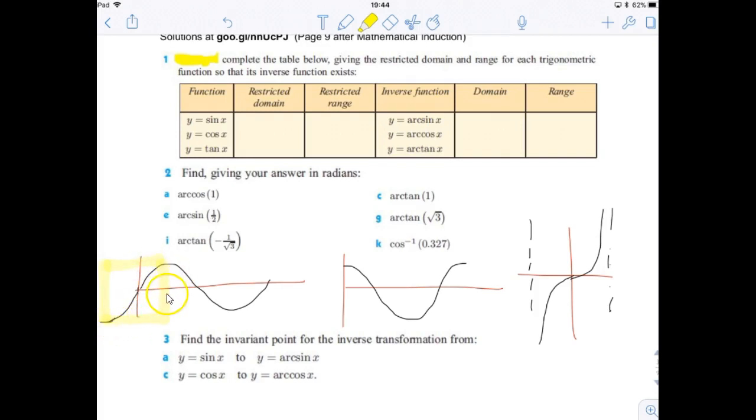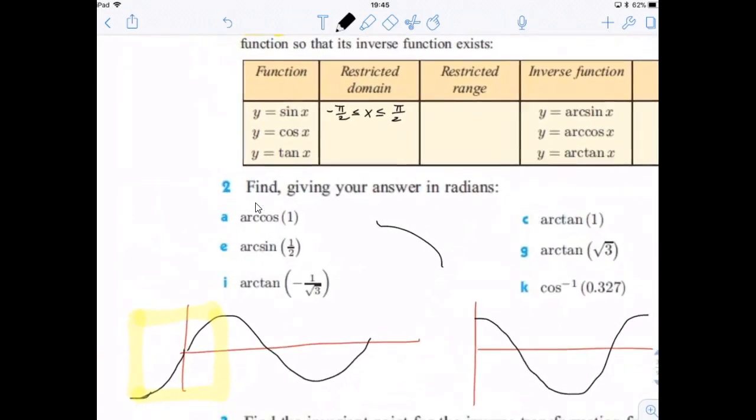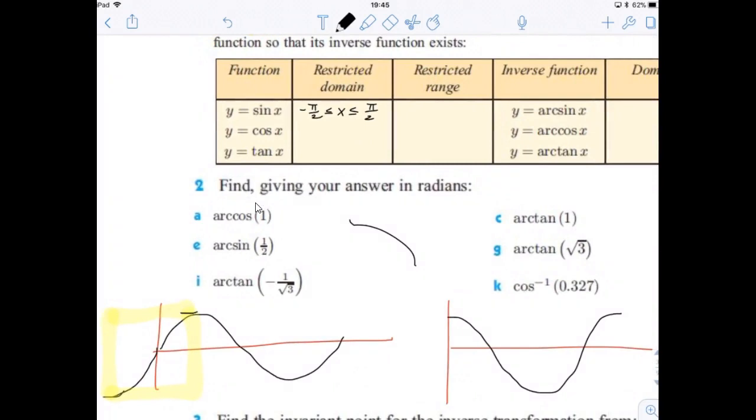And what's this point here? This point here is 90 degrees or pi over 2, right? So this x value here would be negative pi over 2. So our restricted domain in this case is going to be negative pi over 2 to pi over 2. Okay, so we can write it like that. Now for the restricted range, we know that we're going to take on all values between -1 and 1, so we can write -1 to 1, and that is the y value that ranges between -1 and 1.